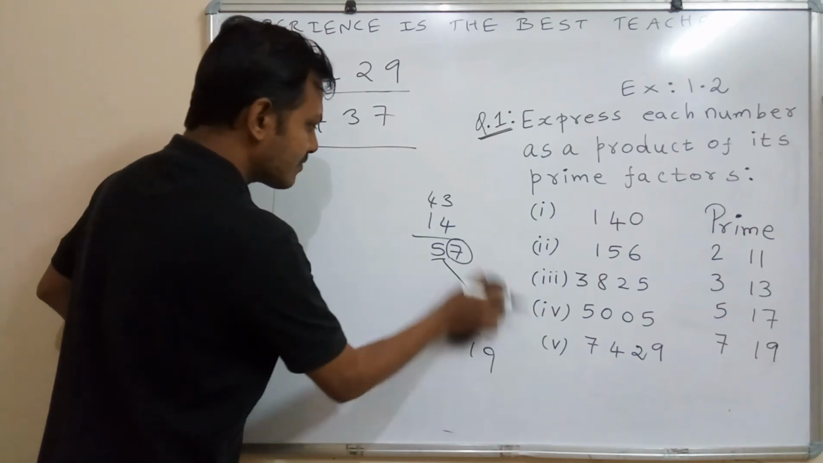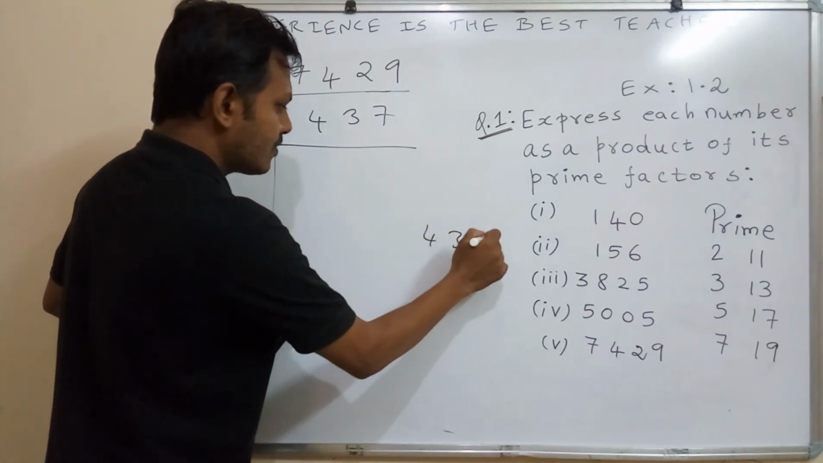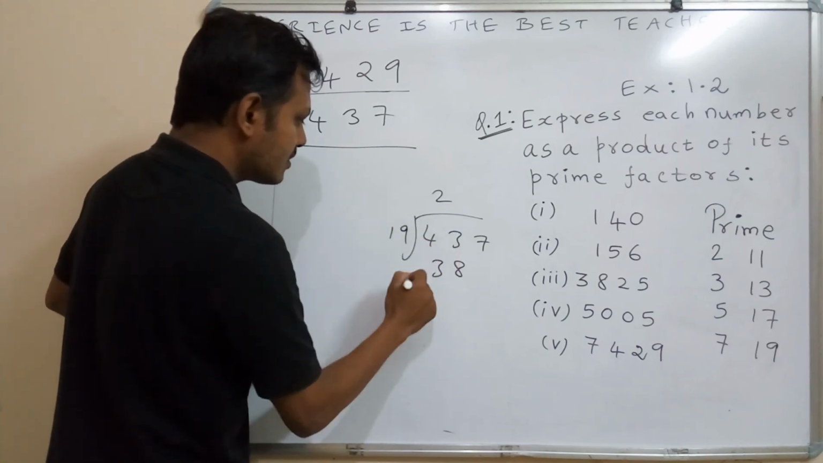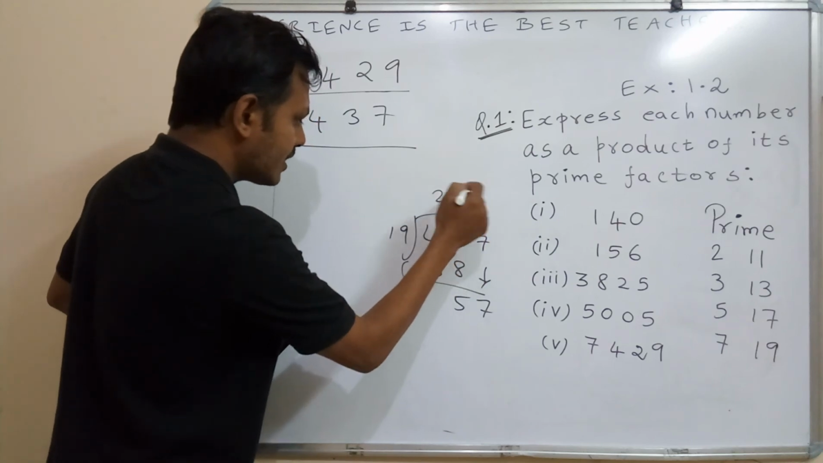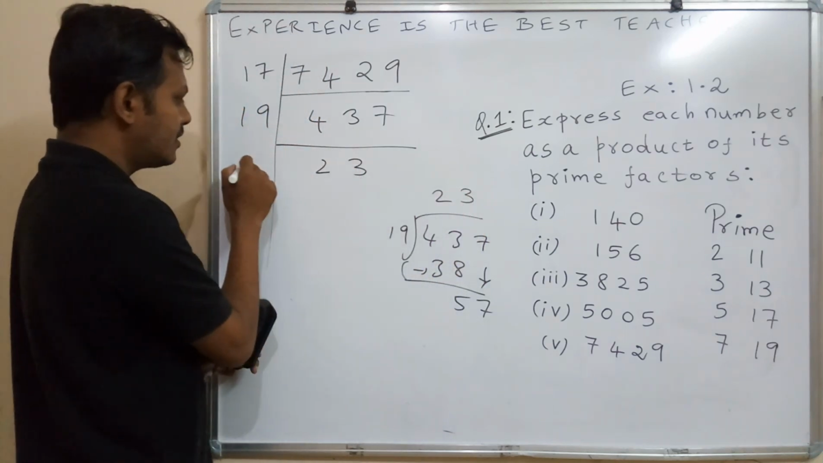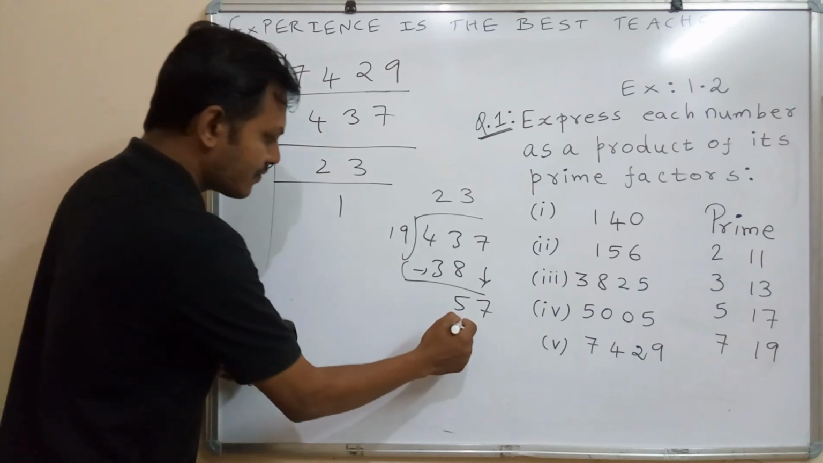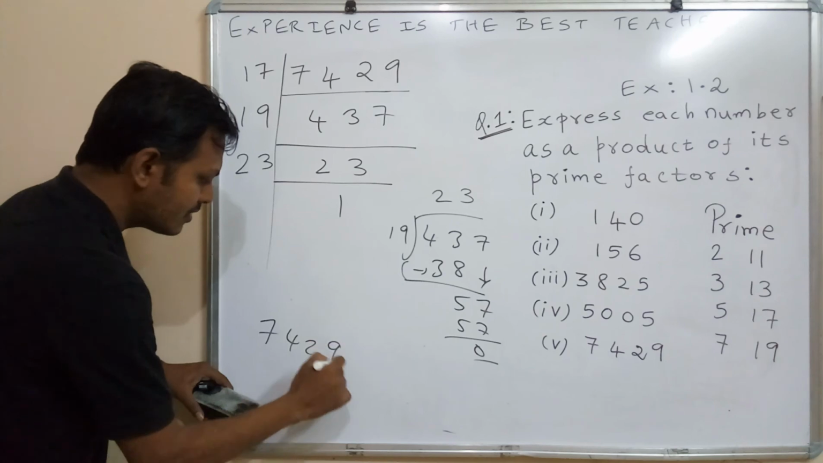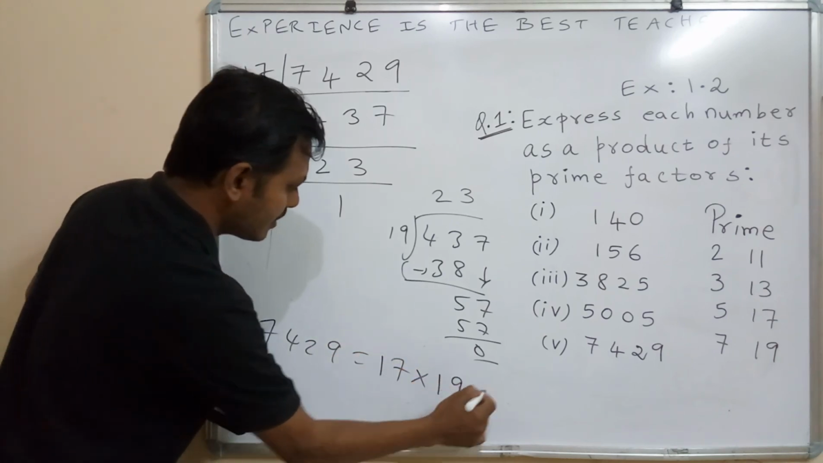So 437 by 19. 1 time 19, 2 times 19, 38. So balance will be 5 and 7. 3 times 19. So write here 23. The same prime number 23 you can write. So the prime factors of 7429 will be 17 into 19 into 23.